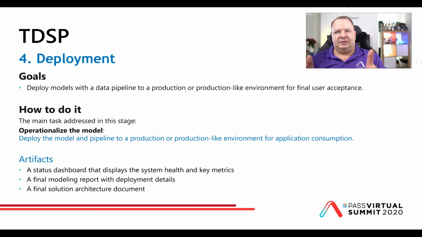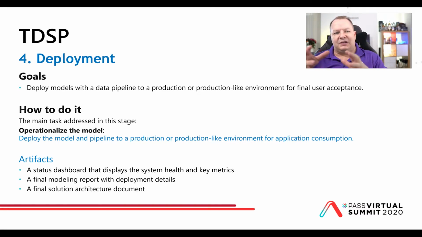Now let's look at deployment. Here we have a goal where we're going to deploy that model using one of our data pipelines into one of the production or production-like environments. We're going to need to do that to get the user to sign off on the process so that they are happy with the way that the application works, the model's performing, etc. To do that, we need to operationalize the model, and that's going through the steps to deploy that model through maybe Azure Pipelines or automated ML, into a deployment step.